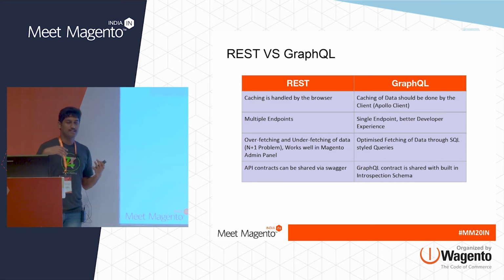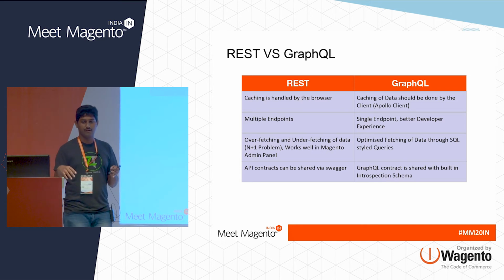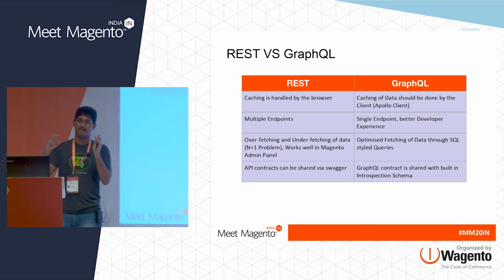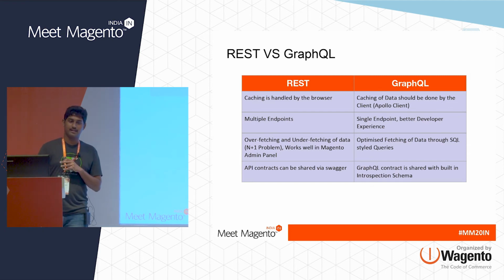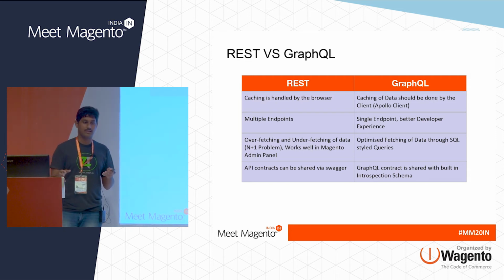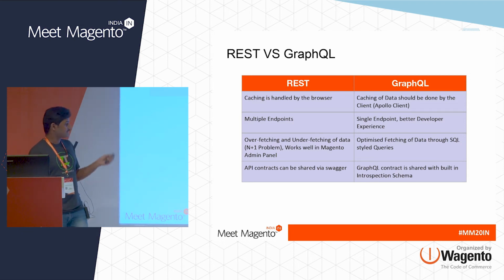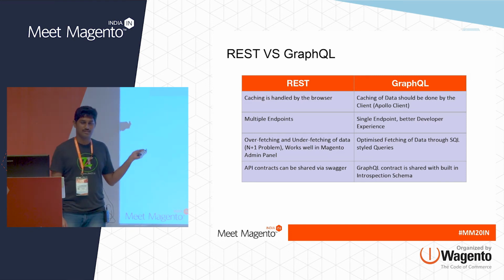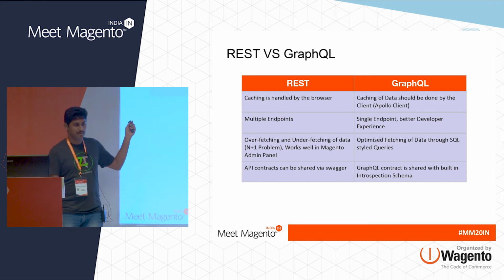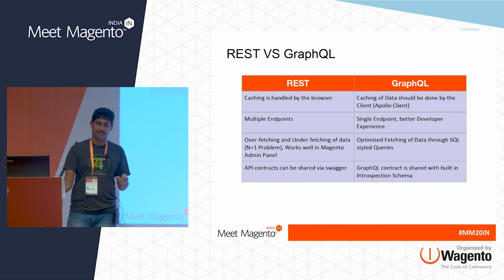Then you will see what the differences between REST and GraphQL are, when you should go for REST, and when you should go for GraphQL. This is a very important part. When it comes to the front end, we need to cache data, because we cannot get data from the backend every time. So caching is more important when it comes to APIs. REST by default is handled by the browser. If you hit the REST API with a GET request, it will be handled by the browser itself.